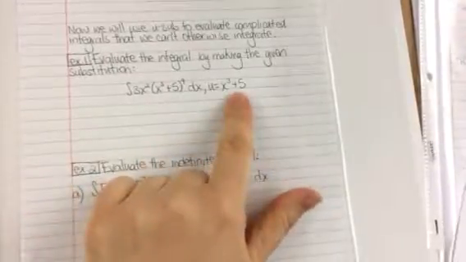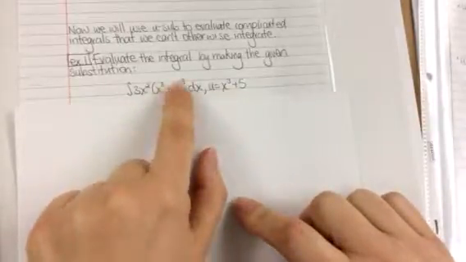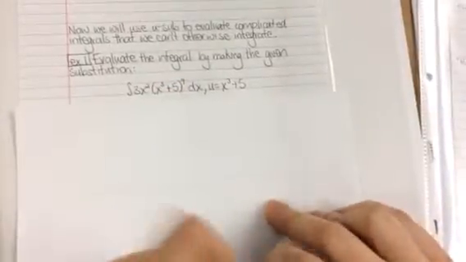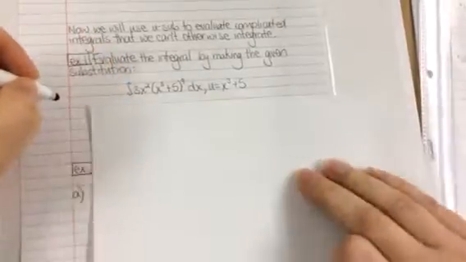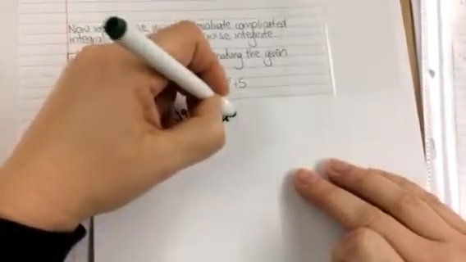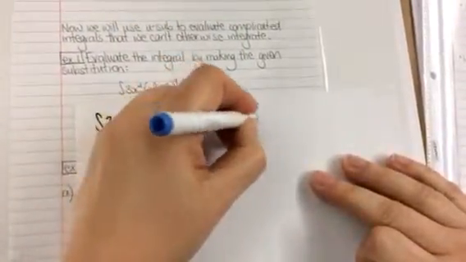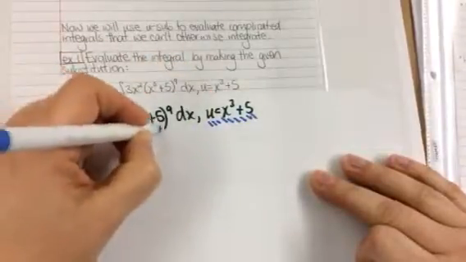First, they're going to tell you what the u should be. So let's do this problem. They're telling me that u should be x to the third plus 5. So this whole quantity is going to be x to the third. The x to the third plus 5 is going to become the u. So this is going to go in here.